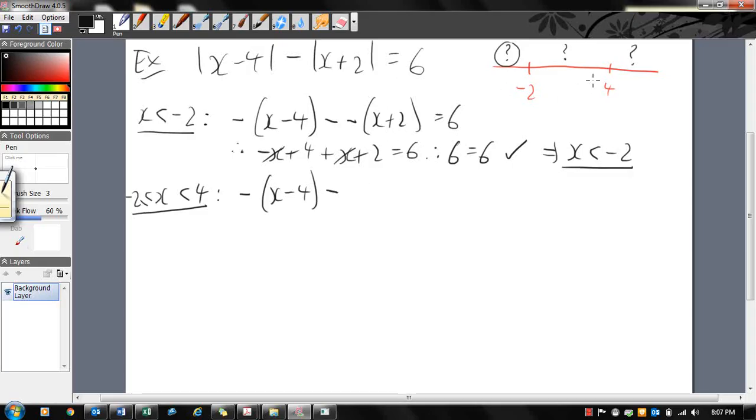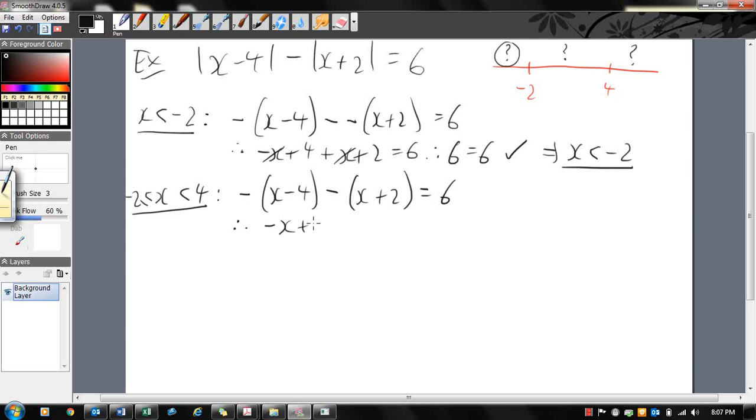Minus. What happens to a number that's in this region here? So 0. 0 plus 2, that'll be positive. In other words, that doesn't get touched. So x plus 2 doesn't get touched. The modulus sign doesn't do anything. Equals 6. Okay, so again, let's just solve this.